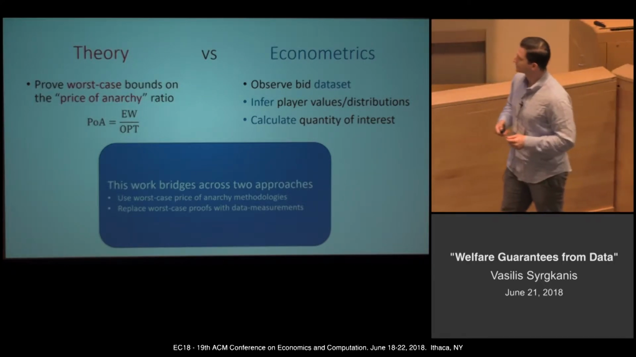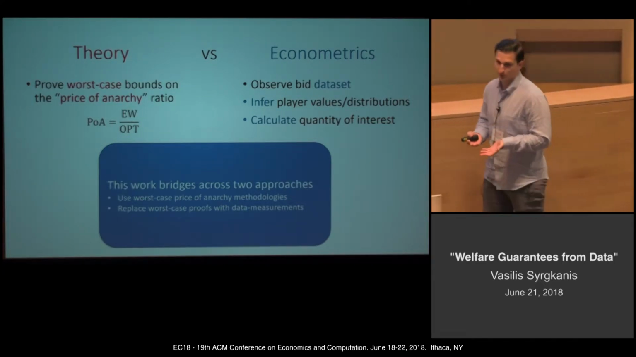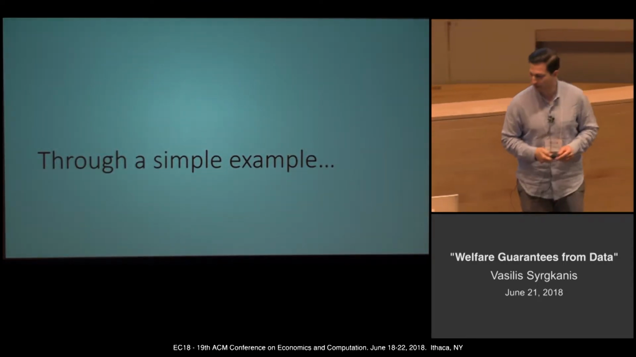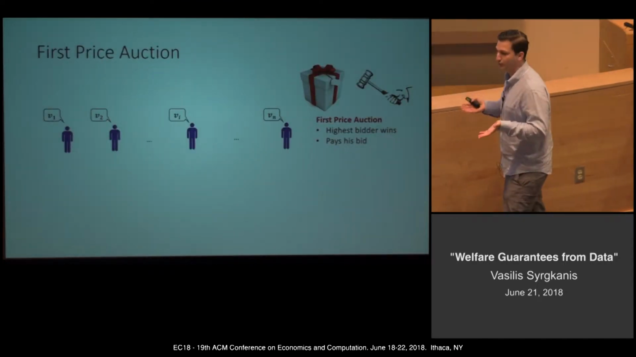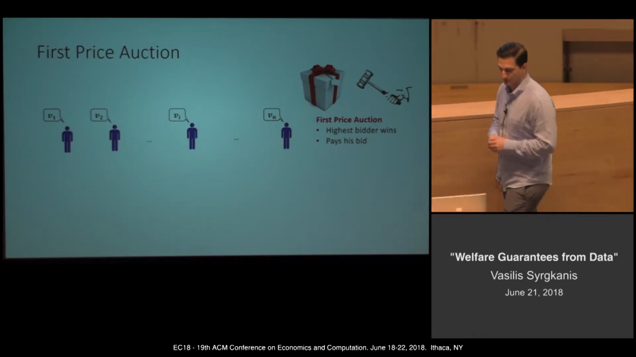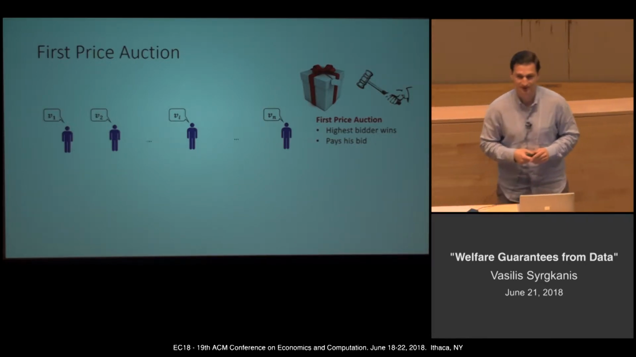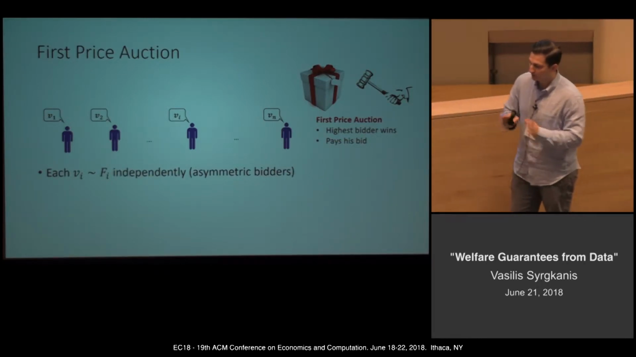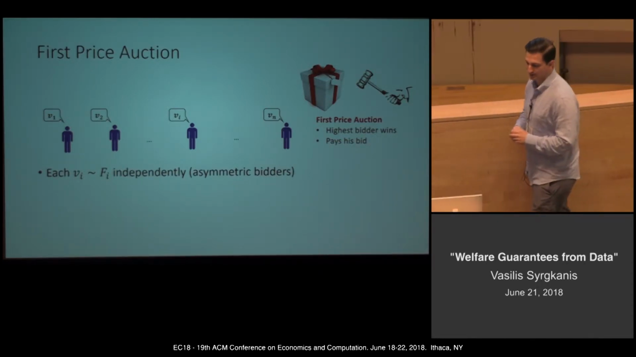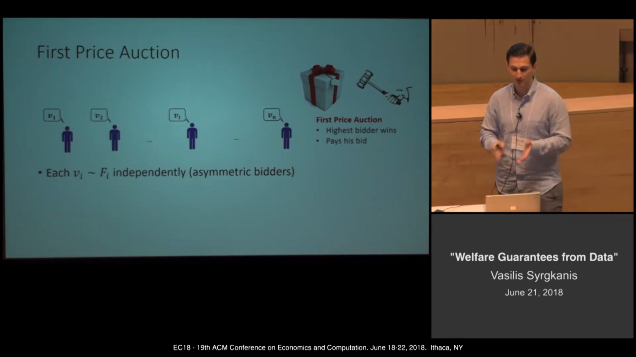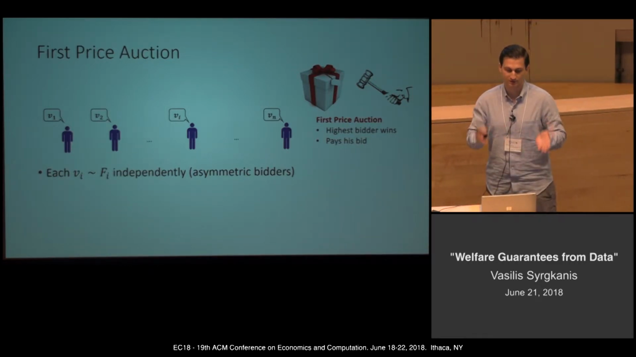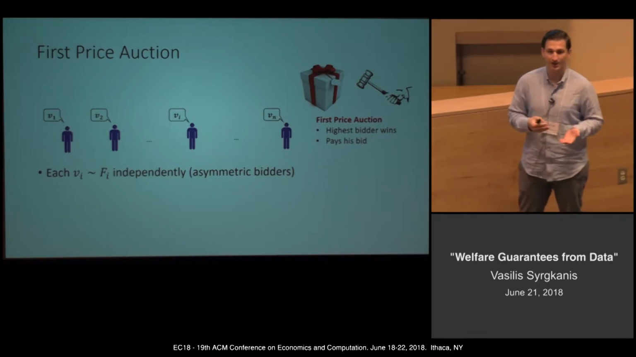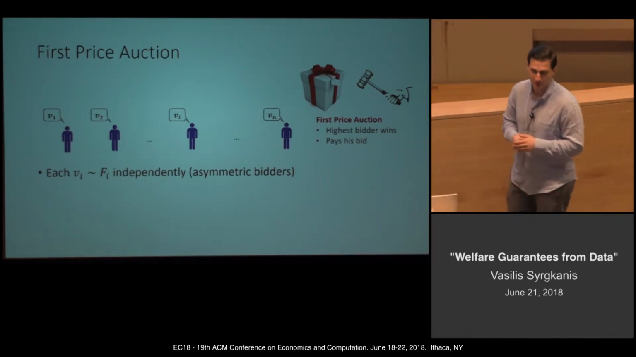So let me just give you the idea behind this work through a very simple example. Ben also made a nice introduction. I'm going to focus on the first price auction, which is one of the most well-studied auctions. For the purpose of the talk, I'm going to look at the Bayes-Nash equilibrium of the Bayesian formulation of a first price auction, where each player has some value vi, which is drawn from a commonly known distribution fi.